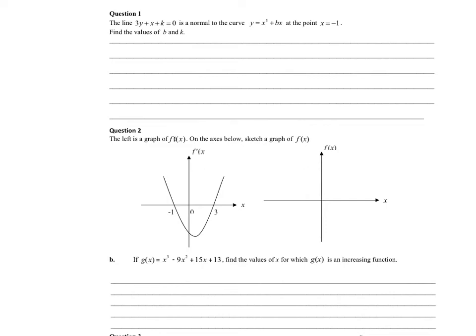Okay, let's have a look at a few past paper questions. So the line 3y plus x plus k is the normal of the curve. I reckon I did this question for you in the previous exercise, but we'll do it again. It is a normal to the curve y equals x to the 5 plus bx at x equal to -1. So first things first, let's work out the gradient of this normal line.